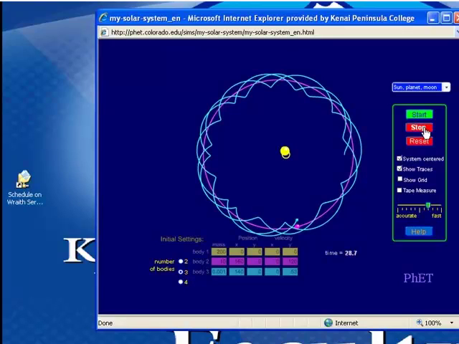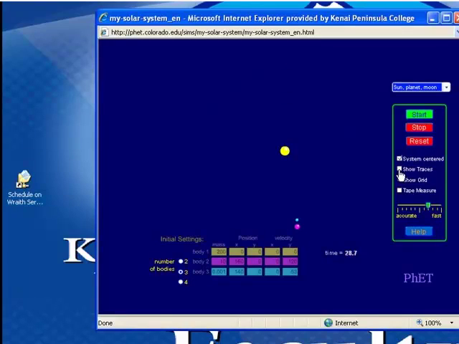Now turn off the show traces. So I'm going to do that. What kind of shape does the moon's orbit around Earth have? Well, looks like either a circle or an ellipse.